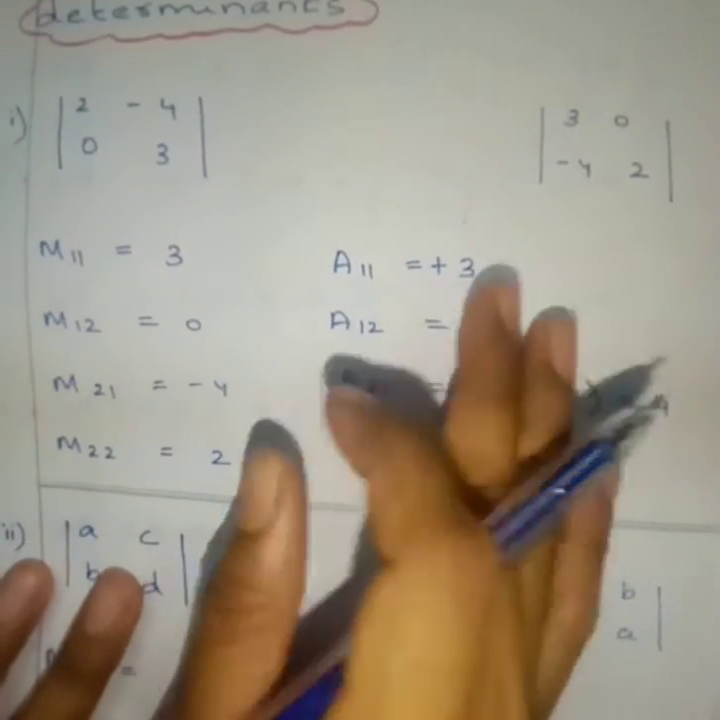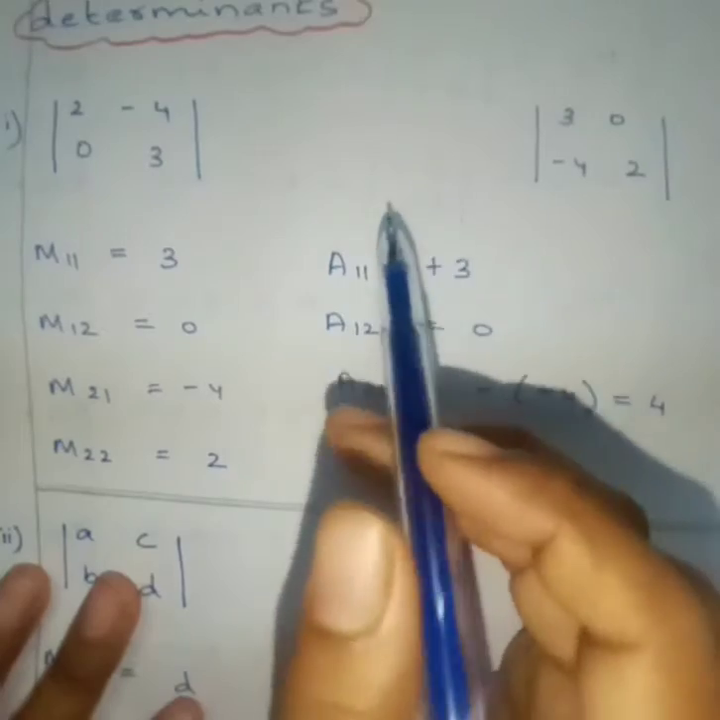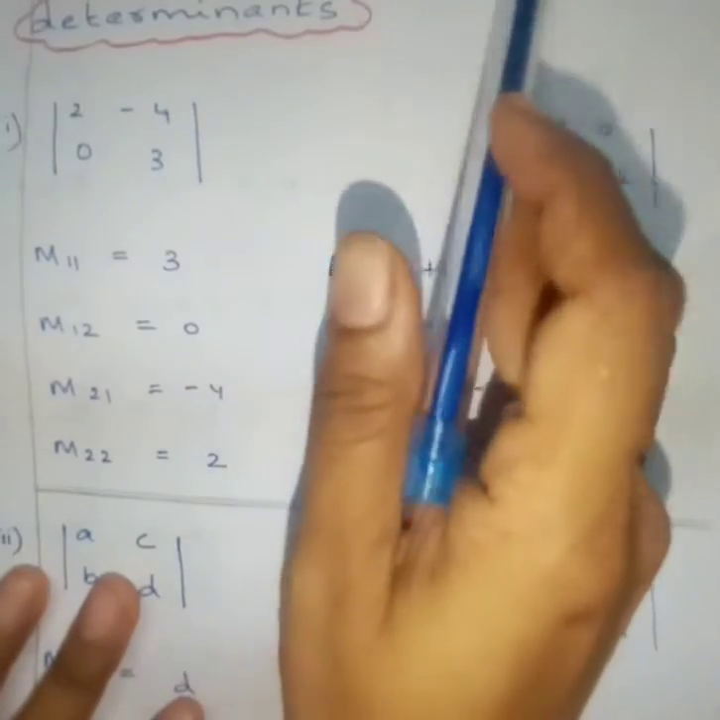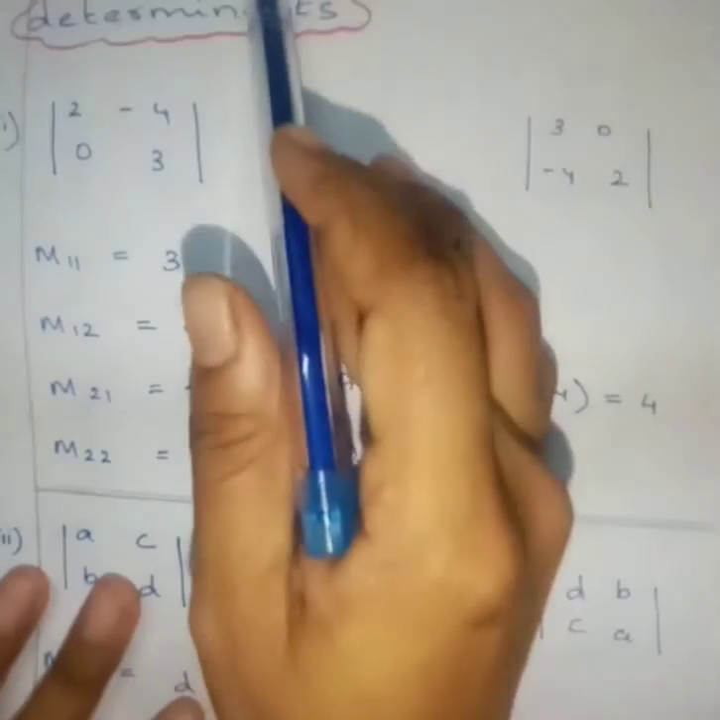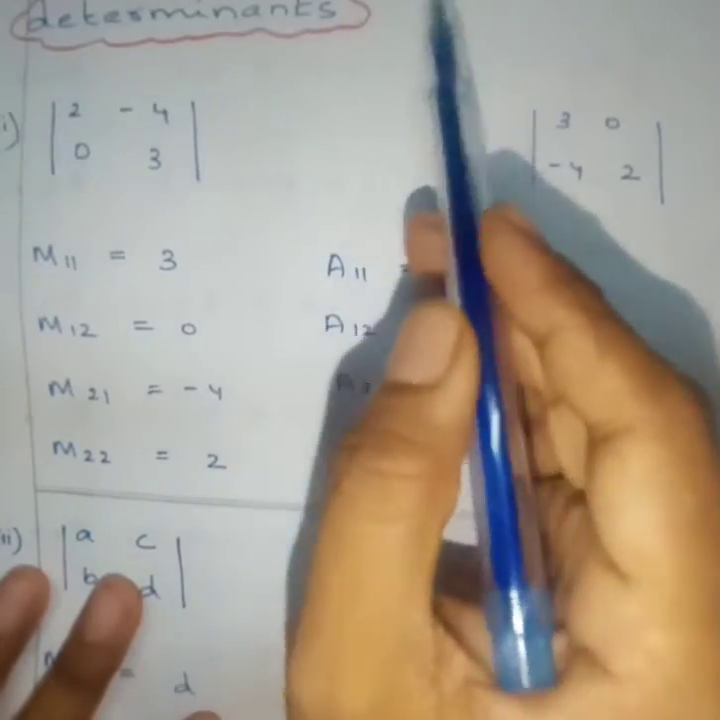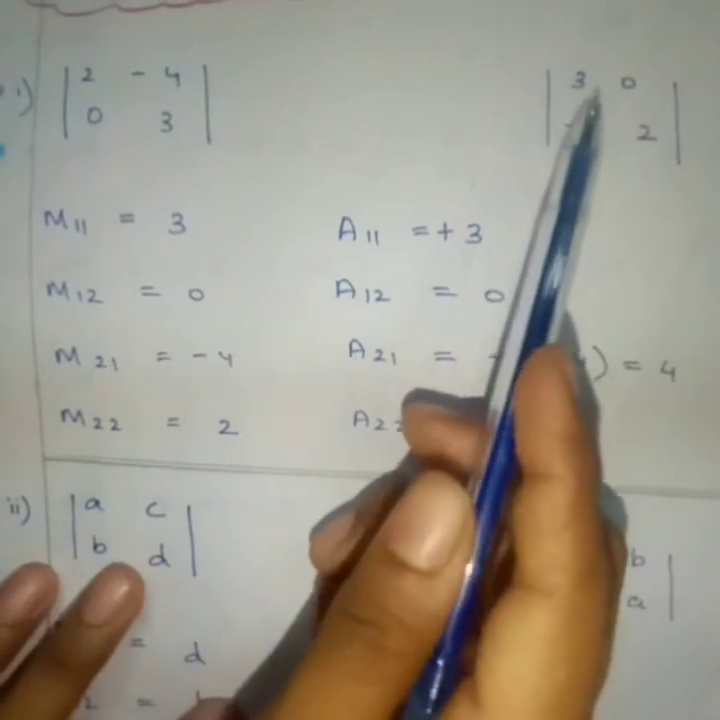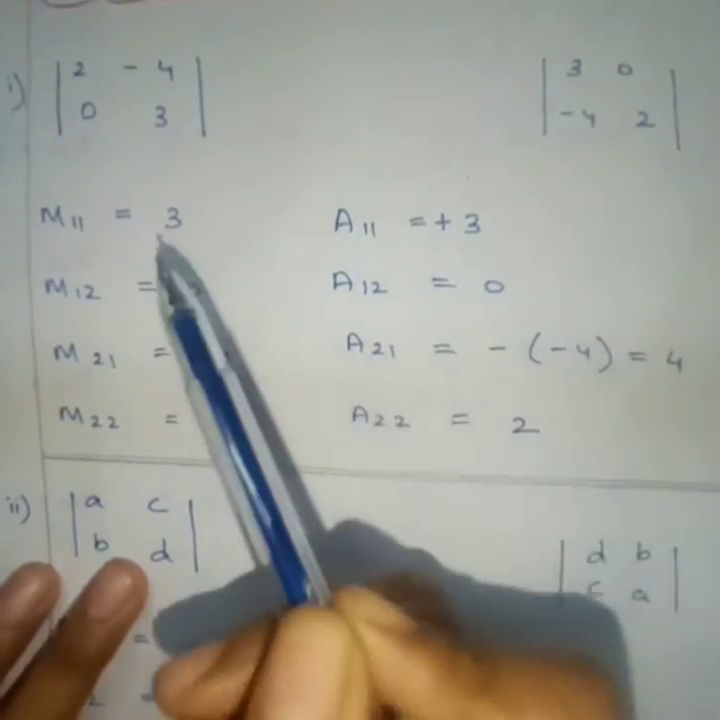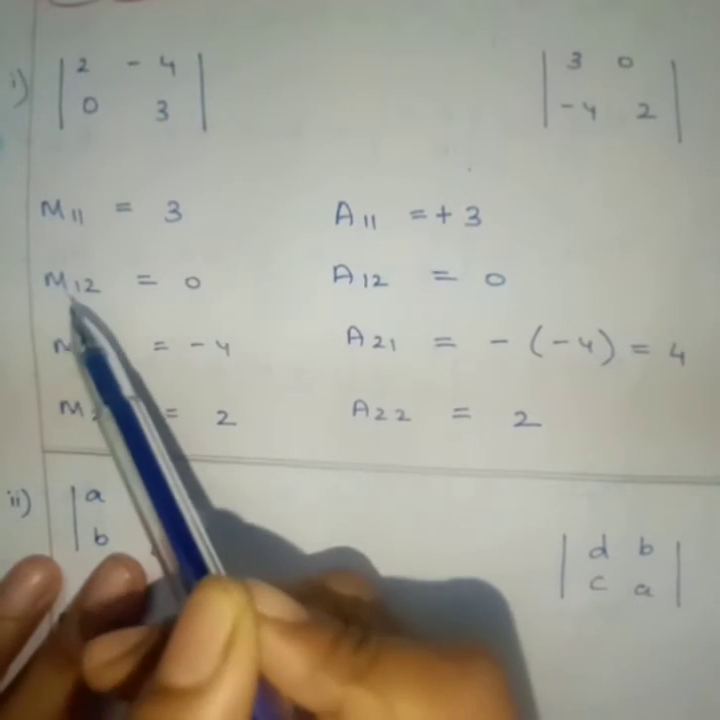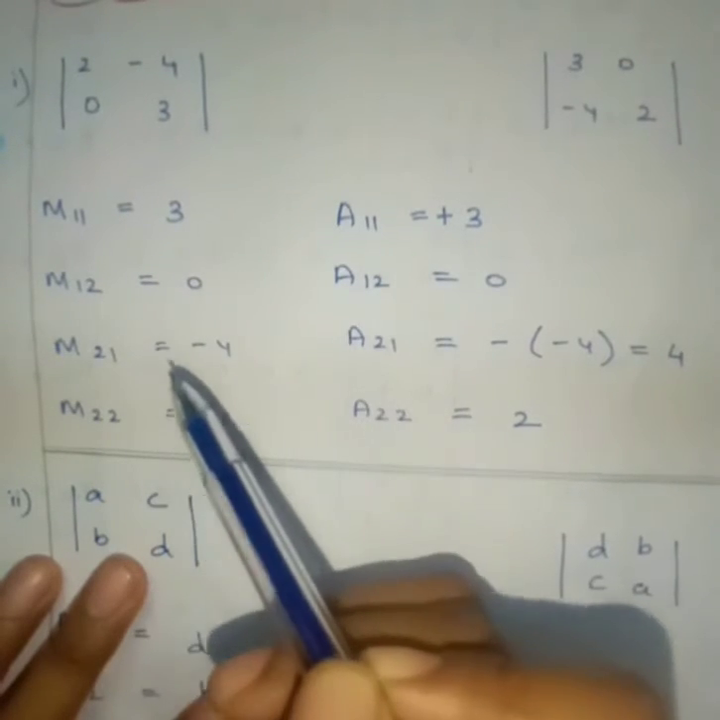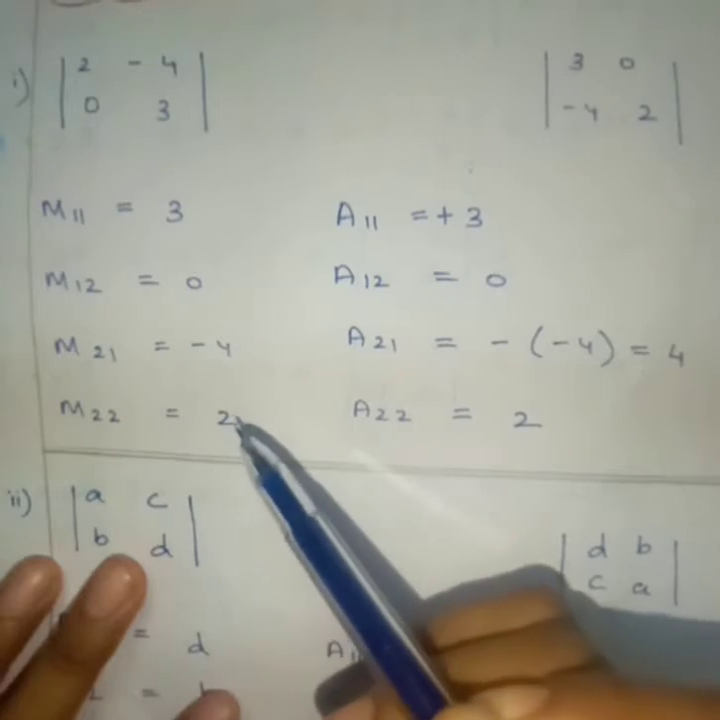Yes, I know you all are very interested to go for the exercise. So exercise 4.4, write minors and cofactors of the elements of the following determinants. So this is the given question. Interchange and write first. 3 2 0 minus 4. So M11 is 3, M12 is 0, M21 is minus 4, M22 is 2.